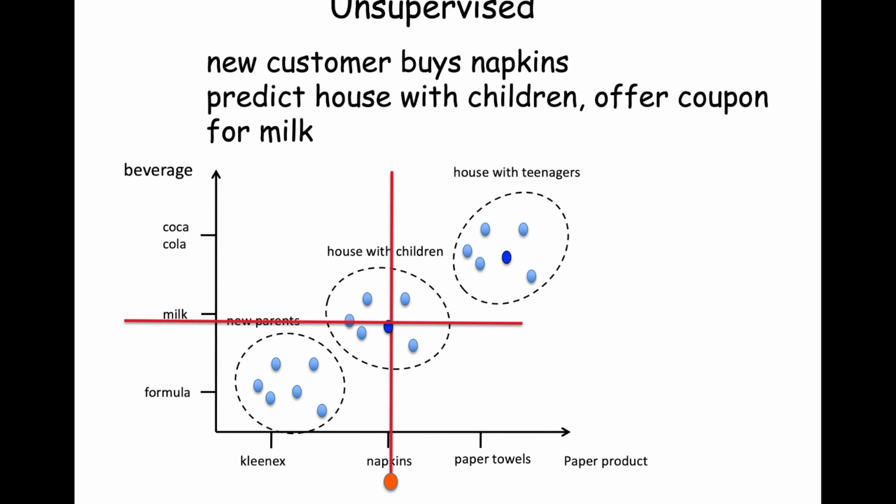And so a new customer buys a napkin, you predict that it's a house with children. And now that you know it's a house with children, or it's closest to that grouping from the previous data, you can now go ahead and do something like offer couponing for milk or other items that people in that group typically buy. So if you've ever gone to a supermarket like Safeway or Acme and you buy some things and then a custom receipt gets printed out and you wonder how they did that because the thing that you bought had something to do with the coupon, well, that's unsupervised learning, specifically clustering in action.